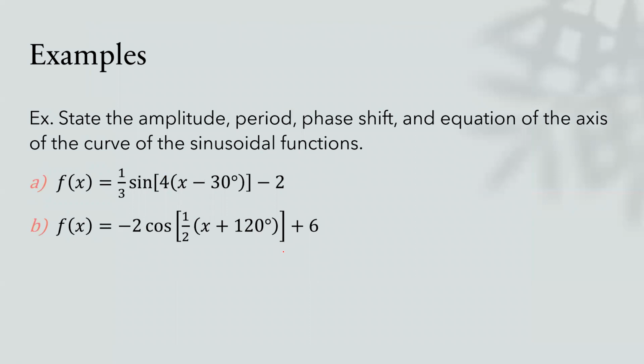So let's, given the equation, state the amplitude, the period, the phase shift, and the equation of the axis of the curve. Let's look at the first one here. Well, the a value is clearly 1/3, so that means that my amplitude is definitely 1/3. My k value of 4 doesn't actually tell us what the period is, right? But it does help us to find the period. So we know that the period is going to be 360 degrees divided by 4, which is 90 degrees.